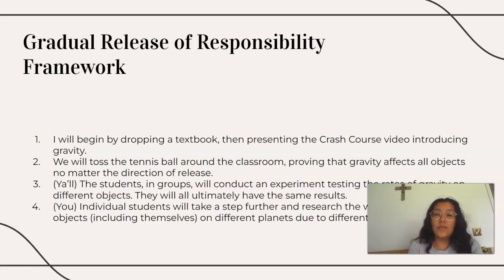So the students in groups will conduct an experiment testing the rates of gravity on different objects. They will all ultimately end up having the same results since gravity has the same pull on every object on Earth. And then the students, for you, will take a step further and research the weight of different objects, including themselves, on different planets due to different gravity rates and pulls.